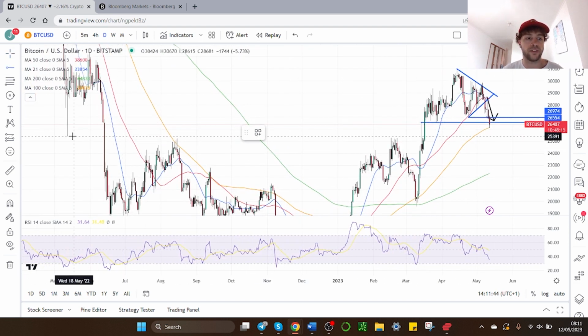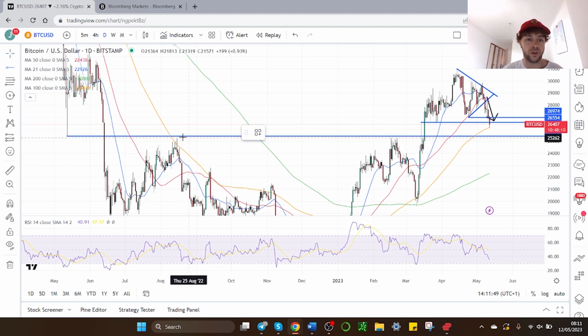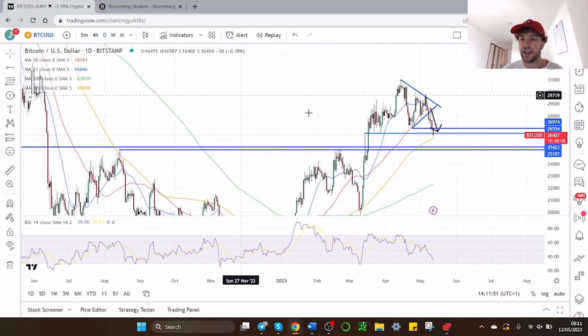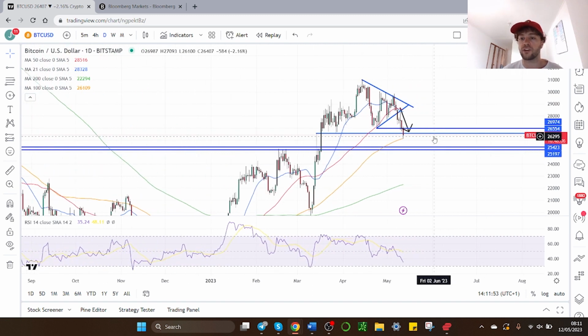And there's a long-term level in the 25,000s, which I think we're probably also going to hit. It depends how Bitcoin responds at this 100-day moving average. For now, it's finding decent support there.